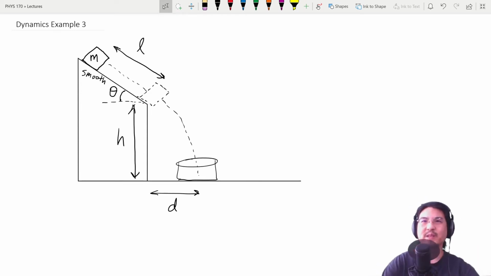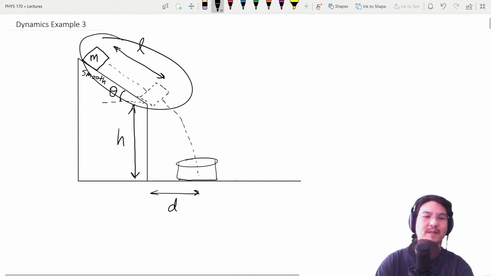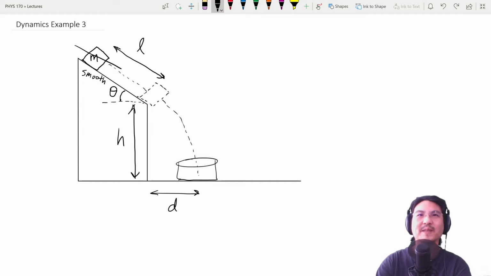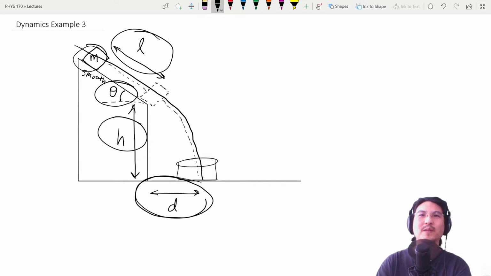Everybody. So here's a dynamics example that you should try on your own to see if you can solve it. Let's say you're working at a recycling plant, and you have a crate of bottles that falls down this conveyor. It slides down this ramp and then falls into this bin. If you know the mass, the angle, this length, and this height, you have to determine how far to put the bin.